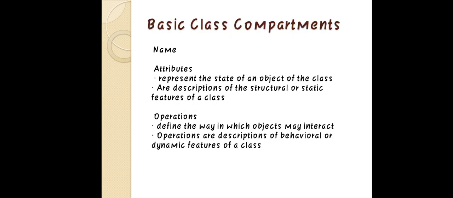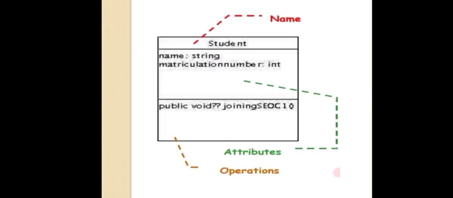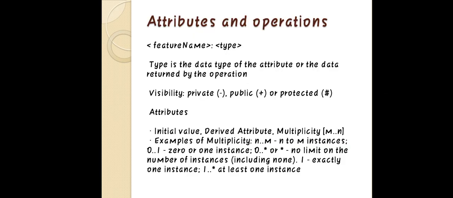Name. Attributes represent the state of an object of the class. They are descriptions of the structural or static features of a class. Operations define the way in which objects may interact. Operations are descriptions of behavioral or dynamic features of a class. This is the attributes and the operations.